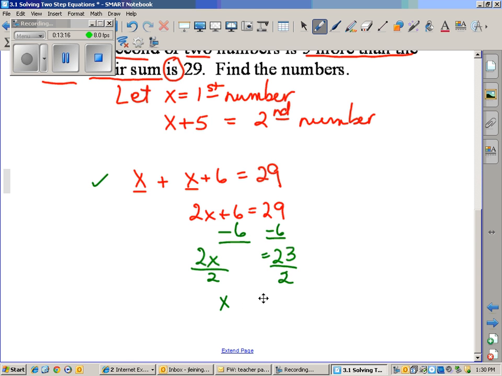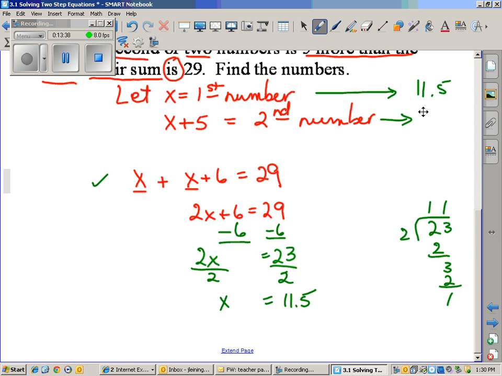That's kind of ugly because when I divide, I'm going to get a number that's got a decimal. But that's okay. X is equal to 23 divided by 2, if you have to do it longhand, that's okay. So 11 and a half, 11.5. That's the first number, 11.5. The second number is 11.5 plus 5. That's 16.5.